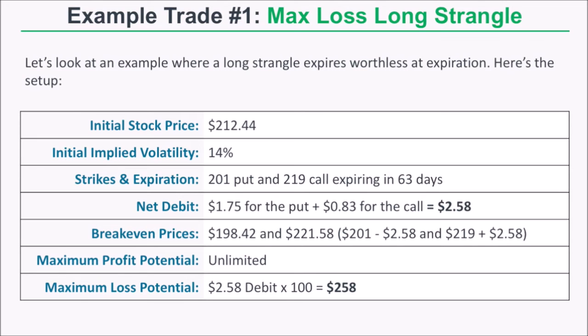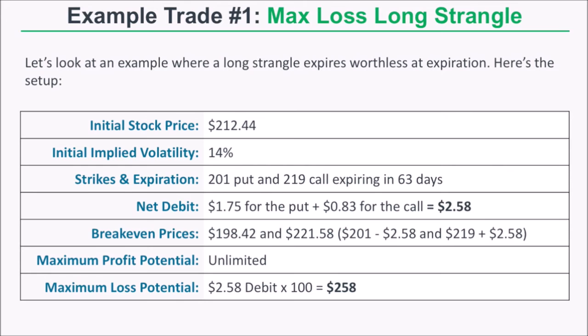So here is the setup. The initial stock price is 212.44, initial implied volatility is 14%, and we're going to buy the 201 put and 219 call that expire in 63 days. Now our net debit for this trade is going to be $2.58, and that's going to bring our break-even prices to $198.42 and $221.58. And that stems from the put strike price minus the debit and the call strike price plus the debit. So of course our maximum profit potential is theoretically unlimited, and our maximum loss in this case is the $2.58 debit times 100, which is $258.